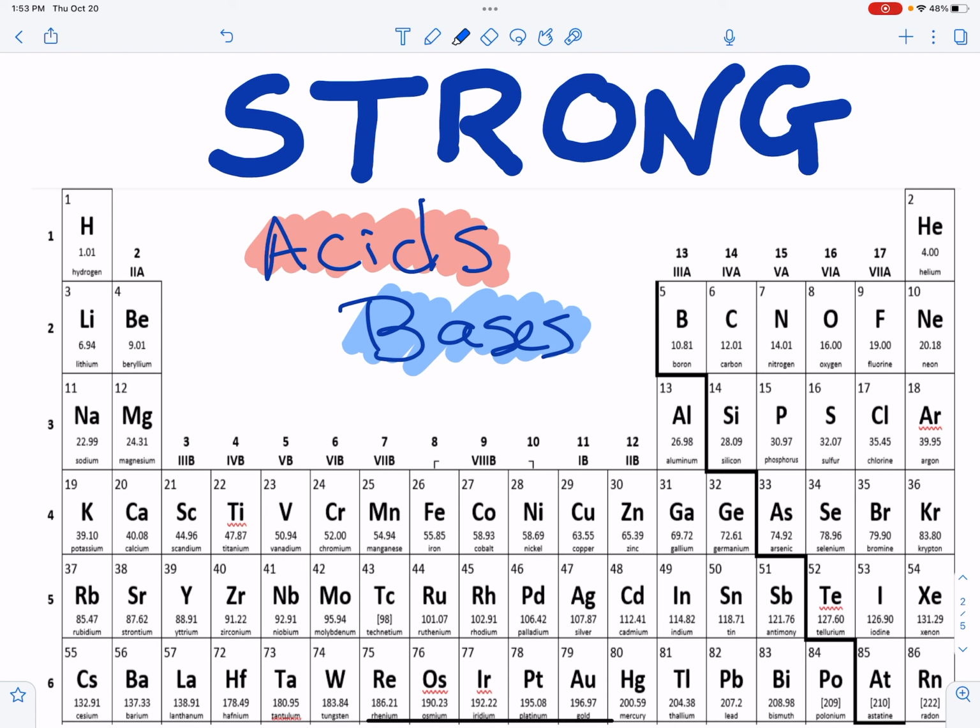So part of the key to that is knowing the strong ones, and then the way you know if it's weak is you basically rule out the strong ones, and if it's not a strong one, then it has to be a weak one. So there aren't a ton of strong ones. These are the strong bases.